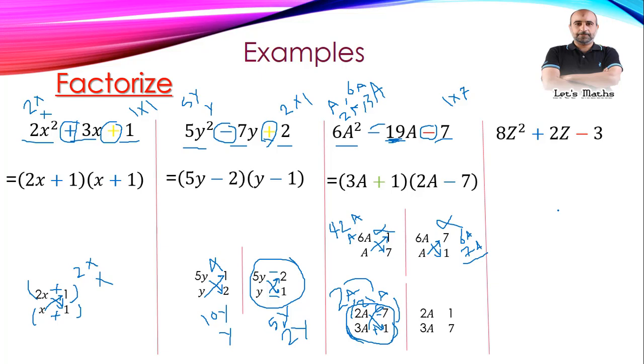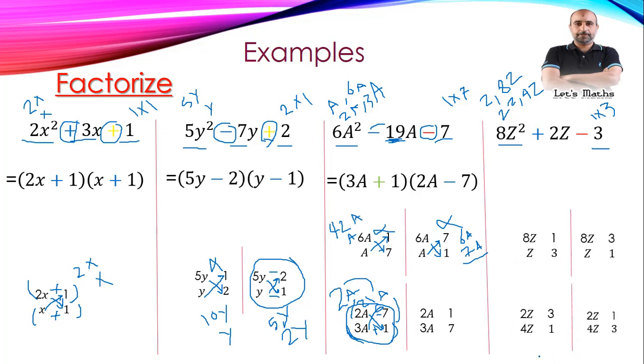Now the last one. Factorizing 3, 1 times 3. Factorizing 8z power 2: z and 8z, 2 times 4, 2z and 4z. Let's find the probabilities. 4 probabilities also. Let's check them out. 8z multiply 3 equal 24z. z multiply 1 equal z. The difference between them is 2z. No, it is not working.